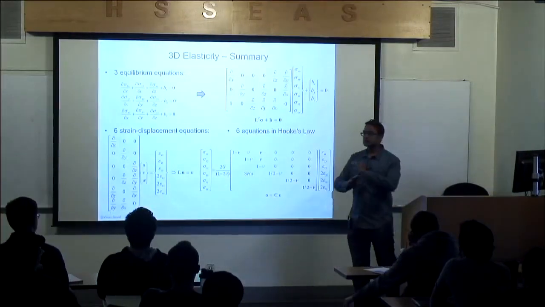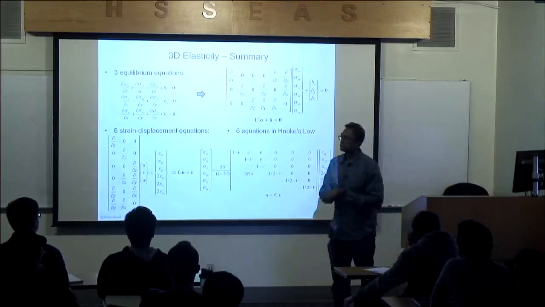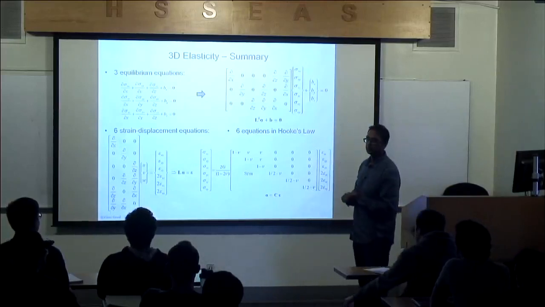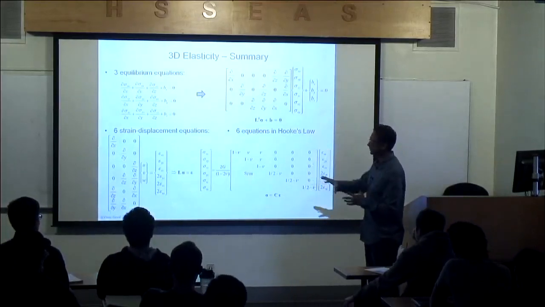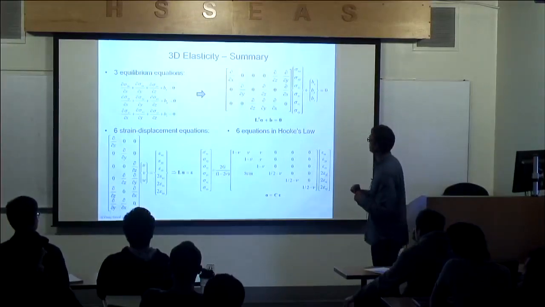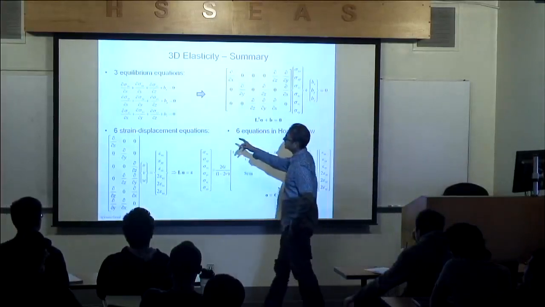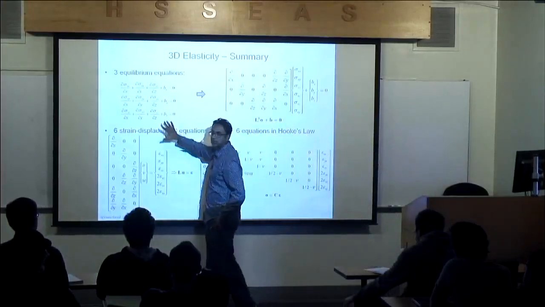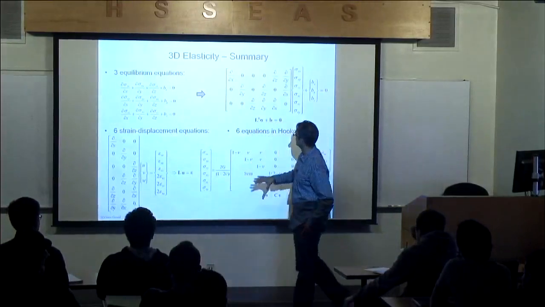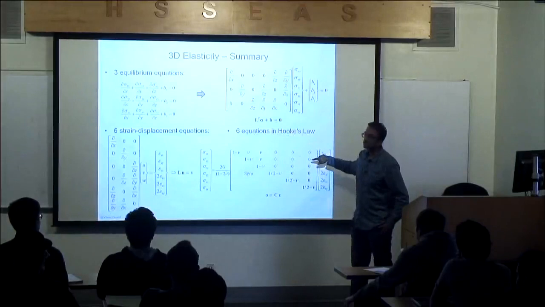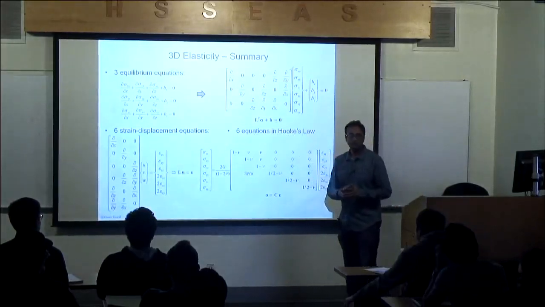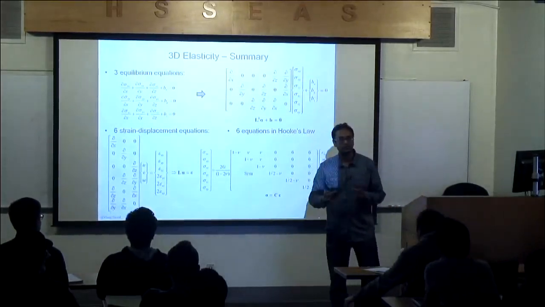So now this is the full picture of 3D elasticity. I covered this in lecture 4, but we're covering this again in case you've forgotten some of the little details here. But you can see that the stress has 3 equilibrium equations, 6 strain displacement relationships, 6 equations in Hooke's law. Combine all these things together, and what you really have is a set of 15 equations, 15 unknowns, which I can solve now.